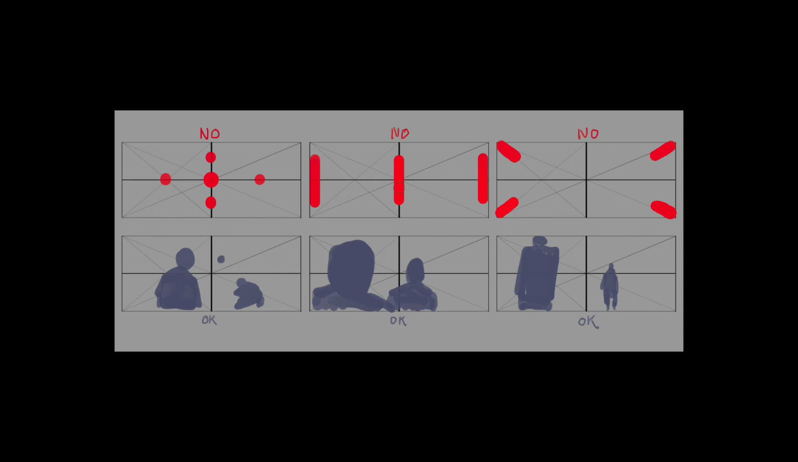And in this center no example, I try to avoid even spaces through my composition, and also putting things right at the edge. If a character is walking in frame, I don't want him to be right at the edge. I kind of want him to be already in, like this here.